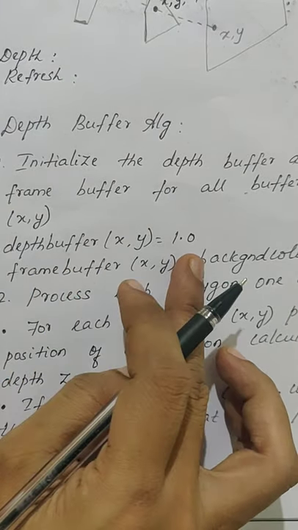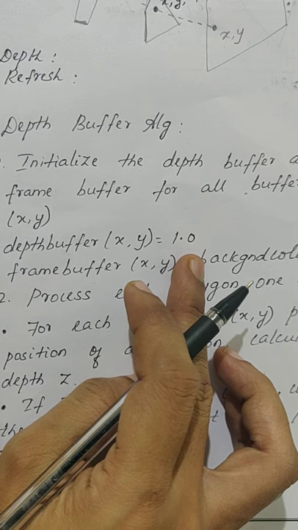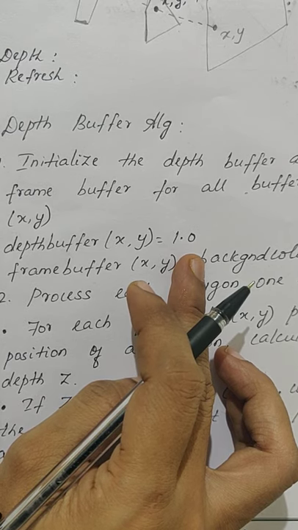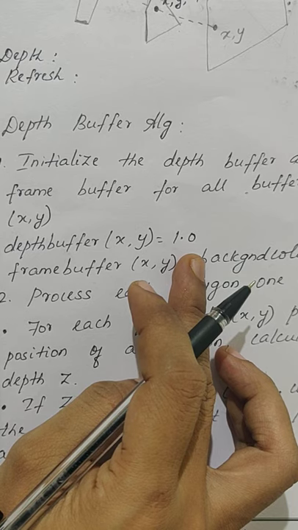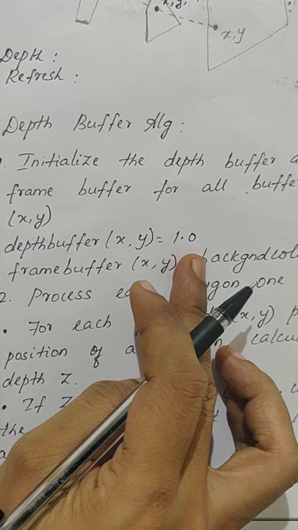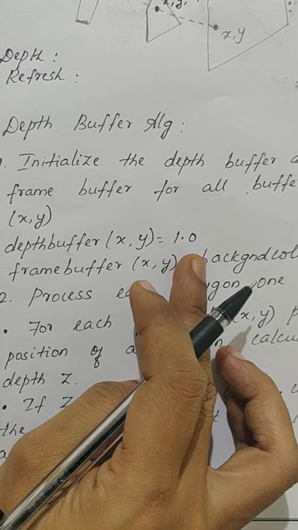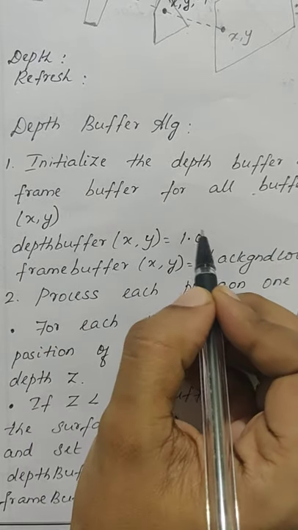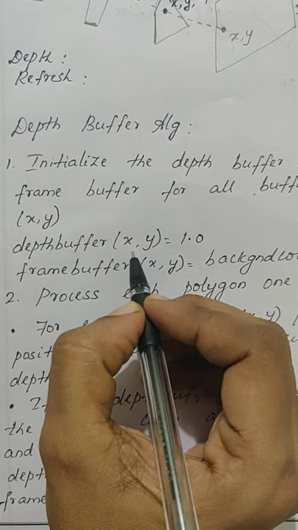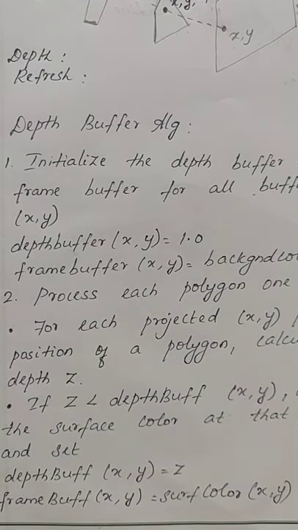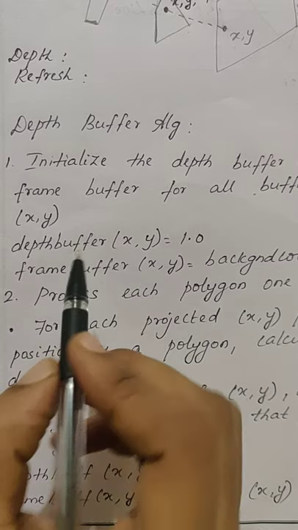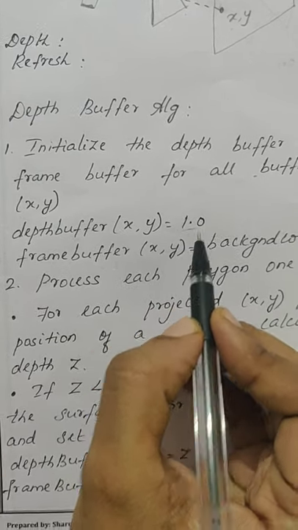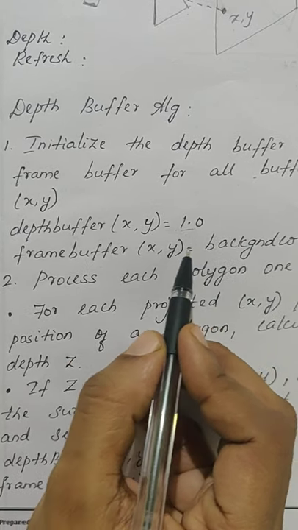Initially, the depth buffer will be initialized to 1, because in the previous video we learned the 3D viewing pipeline, and I have to normalize my view volume. The normalized coordinates will be 0 to 1, so the near plane will be at 0 and the far plane will be at 1. So I have to initialize my depth buffer to the maximum value. In normalized coordinates, it ranges from 0 to 1. In that, which is the maximum value? 1. So initialize the depth buffer to its max value. I'll be initializing to 1, and the frame buffer will be initialized to my background color.